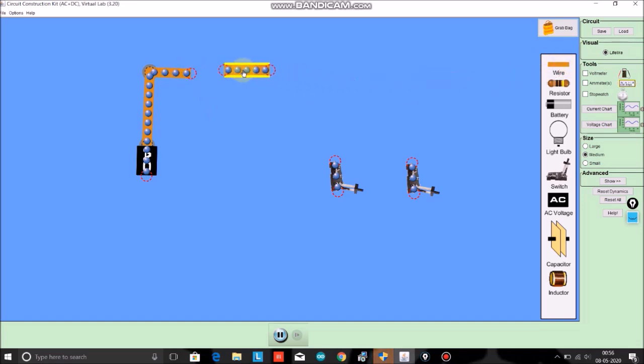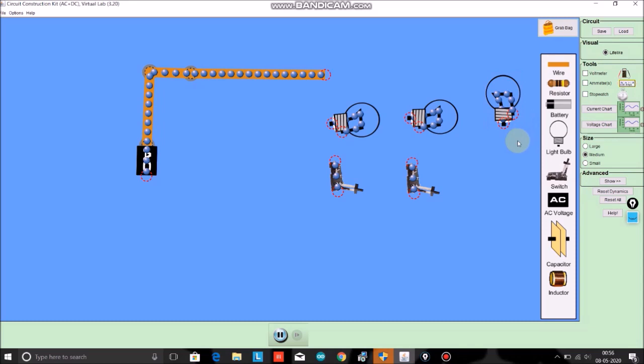Now let me connect a wire till this place, and let me take two bulbs. This is one bulb, and another bulb. Okay, let me take three bulbs. I need three separate switches for that, so let me take one more switch here because I want to operate all these bulbs separately, independently.